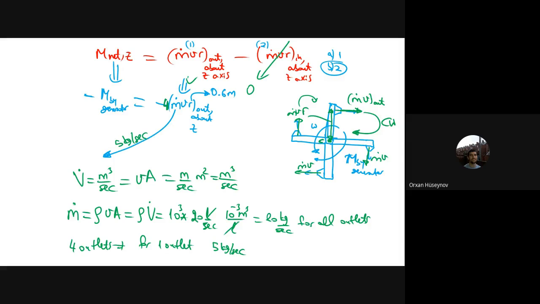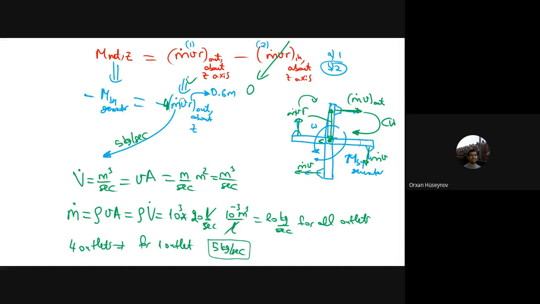This one is for all of them. There are 4 outlets, 1, 2, 3, 4, but each has 5 kilograms per second, and this equation applies for each of them. Therefore, it will be 5 kilograms per second. I have m dot. I have the value for r. Now I'm going to find the velocity value here.